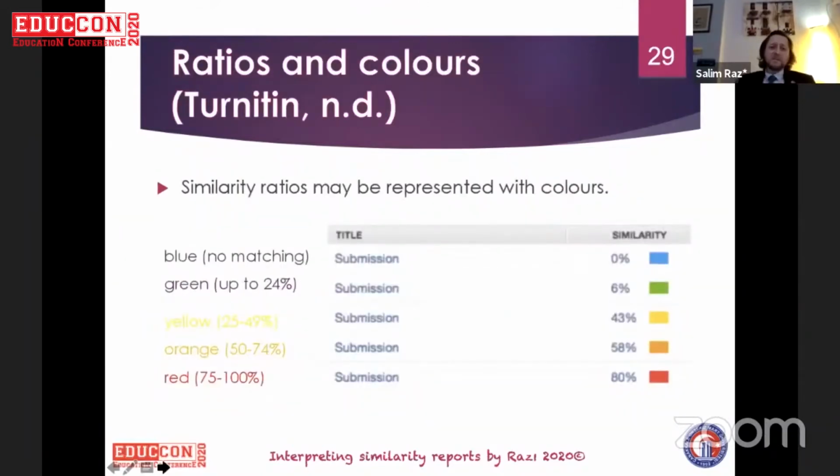Now, suppose, for example, I ask my students to submit their assignments through Turnitin. Turnitin will automatically allocate numbers, some similarity score indexes, for each student assignment. And unfortunately, they will be relating it with some colors. I say unfortunately because these colors sometimes might be misleading people.